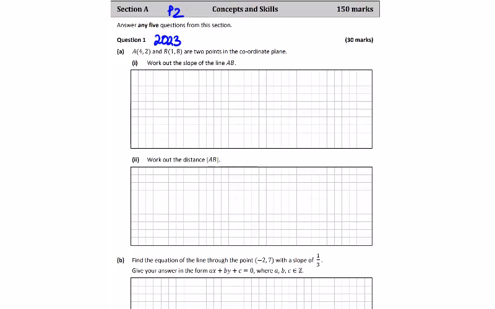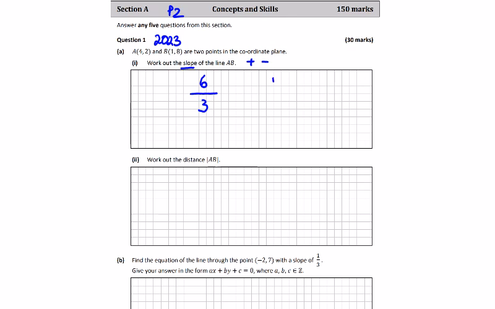Question 1 on paper 2 is a coordinate geometry question. We're given 2 points, A and B. We're asked to find the slope. Slopes are either positive or negative, and it's always the change in y over the change in x. You can see here y changes from 2 to 8. The change is 6. And x changes from 4 to 1. The change is 3. So we have to decide whether it's a positive or negative.